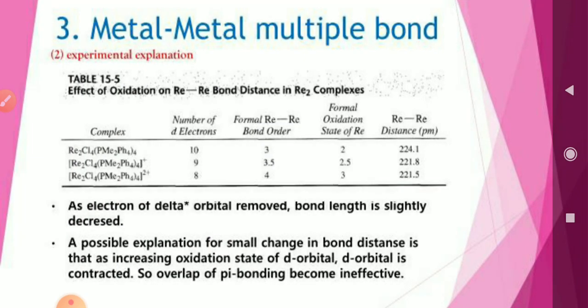For the metal-metal multiple bonds, you can see the number of electrons, the formation of the metal-metal bond, the oxidation state of the central metal atom, and the distance between the metal-metal bond. This is some examples in these complexes. As the electron of the delta orbital is removed, the bond length slightly decreases. A possible explanation for the small change in the bond distance is that with the increasing oxidation state of the d orbital, the d orbital is contracted, so the overlap of the pi bonding becomes inactivated.